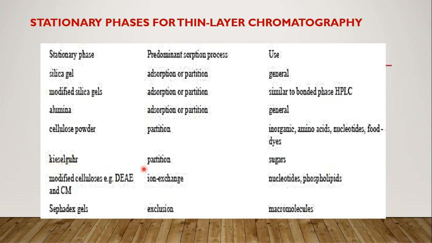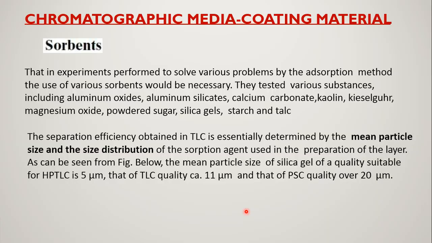Then Kieselguhr, here partition takes place. Generally sugars and carbohydrates could be easily separated or analyzed using these materials. Modified cellulose like DEAE, an ion exchanger, could be used for nucleotides and phospholipids, and Sephadex gels, where exclusion takes place and macromolecules could be separated according to their molecular weights.